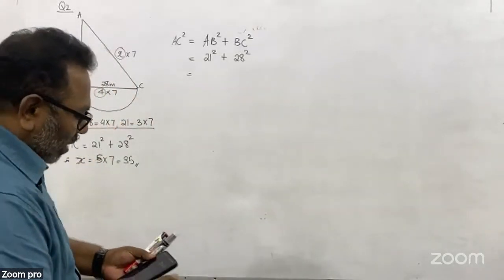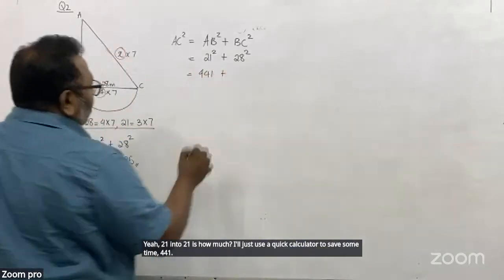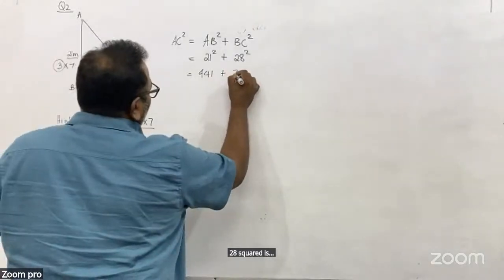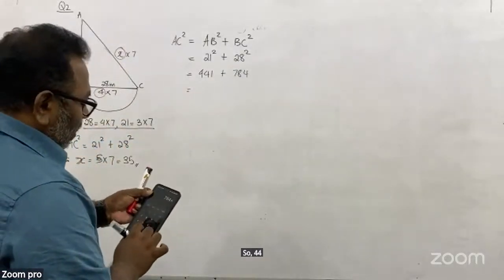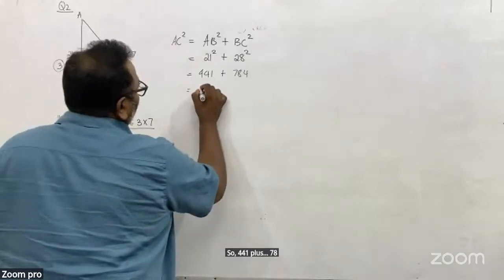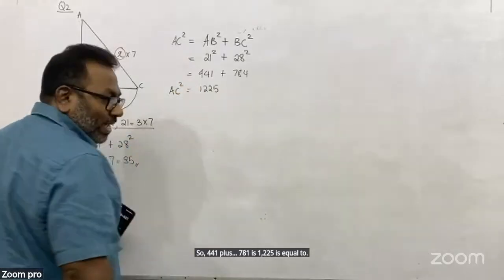I'll just use a quick calculator to save some time. 21 squared is 441. 28 squared is 784. So 441 plus 784 is 1225, which is equal to AC squared.